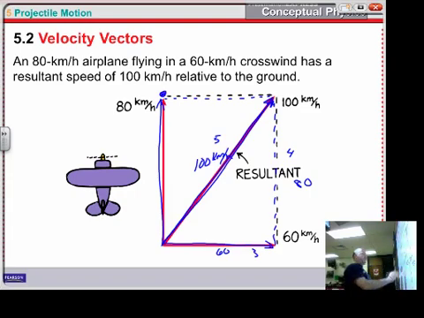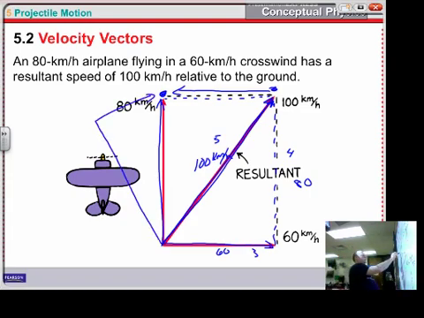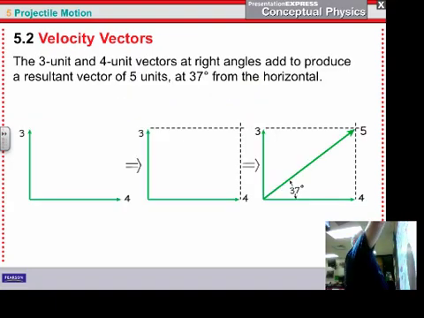Now, it wasn't relative to where it wanted to go. If this was where it was trying to get to, it ended up over here, and he'd still have to go back this way. In reality, what he's going to do is fly over here, get pushed over here, and end up there. But if we're just looking at it truly relative to the ground, he's still going 100 kilometers per hour.